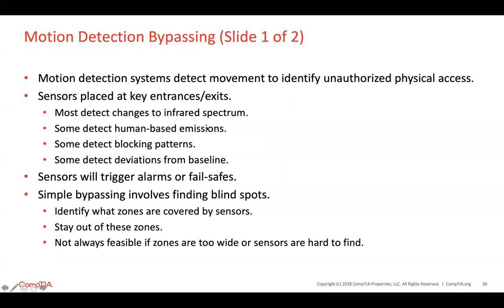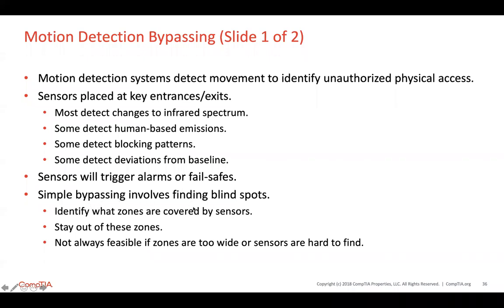Motion detection bypass. Motion detection systems detect movement to identify an unauthorized physical access. Sensors placed at key entrances and exits. Most detect changes to infrared spectrum. Some detect human-based emissions. Some detect blocking patterns. Some detect deviations from baseline. Sensors will trigger alarms or fail-safes.